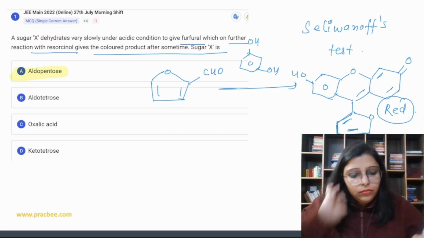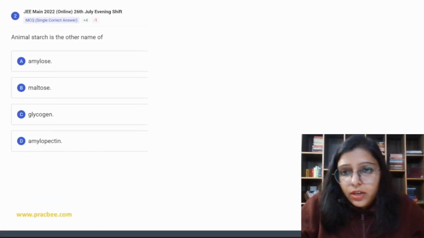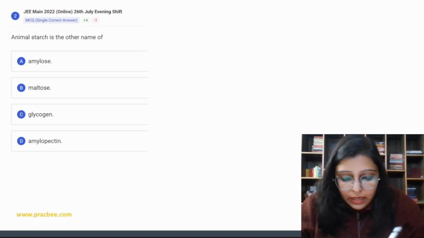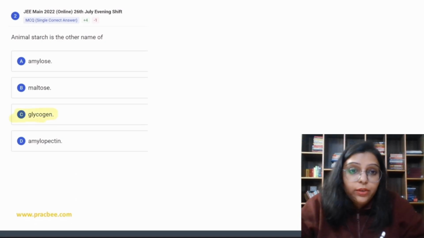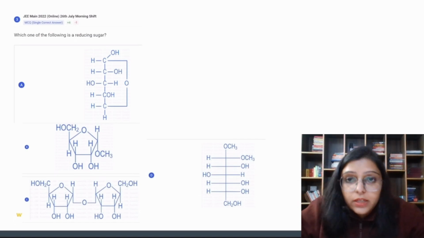Aldopentose, it can give this test. Animal starch is the other name of glycogen, which is memory based. Now next question. Which one of the following is the reducing sugar?